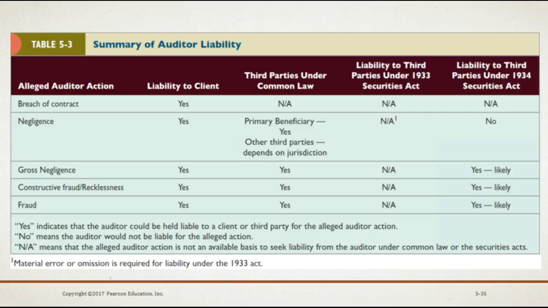In here, we have a summary of the sources of auditors' liability to clients and others, which are the liability for breach of contract under common law, liability to third parties under common law, and liability to third parties under the 1933 and 1934 Securities Exchange Acts. The table illustrates the strict burden on auditors to defend themselves under the 1933 Act. Liability to third parties under common law and the 1934 Act depends on the degree of negligence. Liability to third parties under common law also depends upon the jurisdiction and whether the third party is a primary beneficiary or known user of the financial statements. You can find Table 5-3 on page 129 of your textbook.